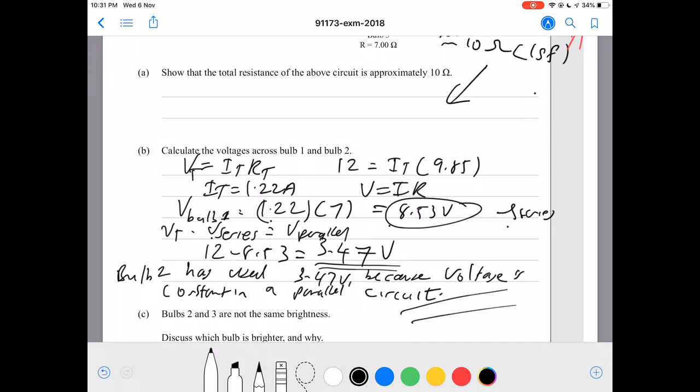Getting both voltages correct, you should get a merit grade here. And to get an achieved grade, you're looking at the correct current, actually. The correct current will get you an achieved.